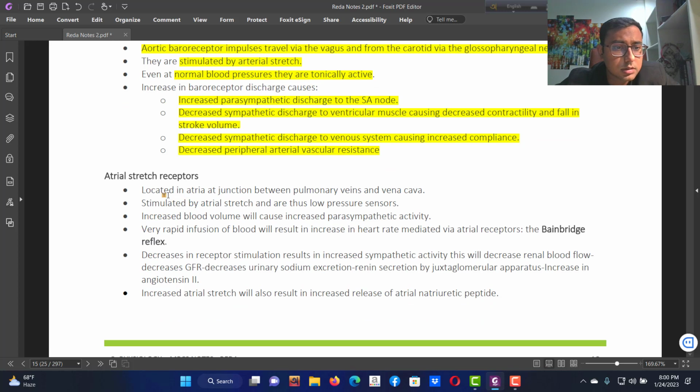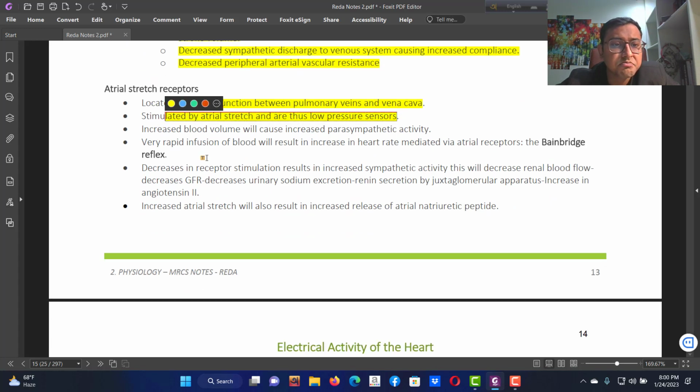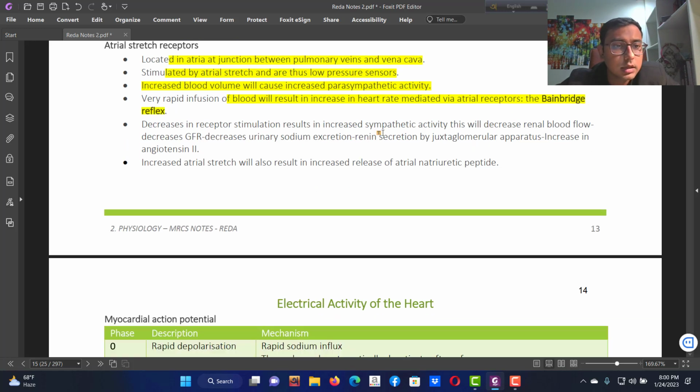And the atrial stretch receptors are located at the junction between the pulmonary veins and vena cava, stimulated by atrial stretch, and are low pressure sensors. Increased blood volume will cause increased parasympathetic activity. Very rapid infusion of blood will result in increased heart rate mediated via the atrial receptors, the Bainbridge reflex. Now, a decrease in receptor stimulation results in increased sympathetic activity.